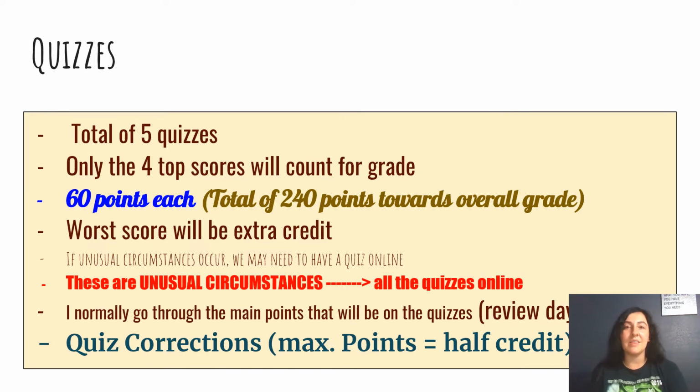Now, let's look at the quizzes. This semester we're going to take a total of 5 quizzes. And the cool part, or what I'm hoping you're going to think is cool, is that only your top 4 scores will count for your grade. So your worst score, I'm going to add that in as extra credit. So as long as you take all 5 quizzes, you will have a good, comfortable cushion to make up for anything.